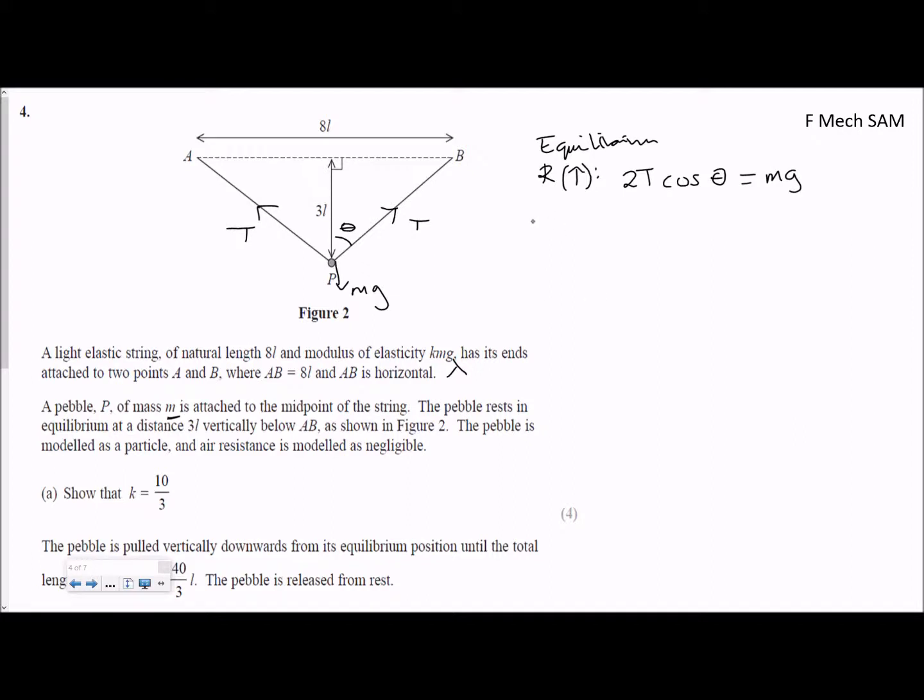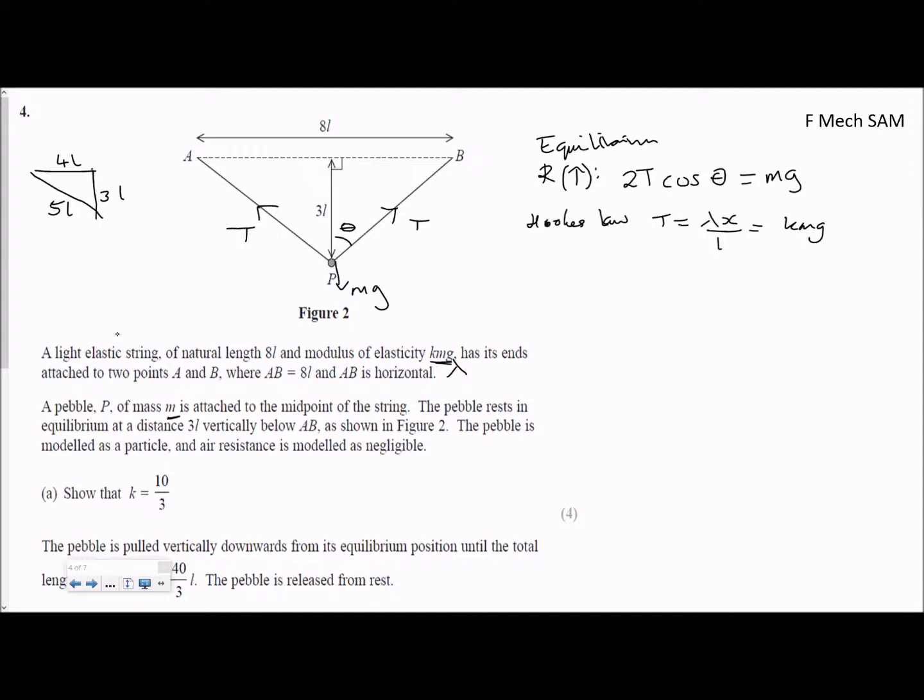Okay, now we're going to use Hooke's law, which says that tension is lambda times the extension over L. So in this case, our modulus of elasticity is kmg. Our extension, so we can have a look. If I have a look at one side of the triangle, it was in the midpoint, so that's 4L. That's 3L, which makes this side 5L.